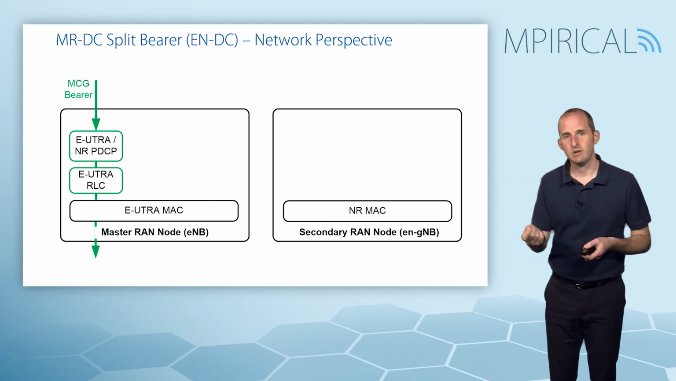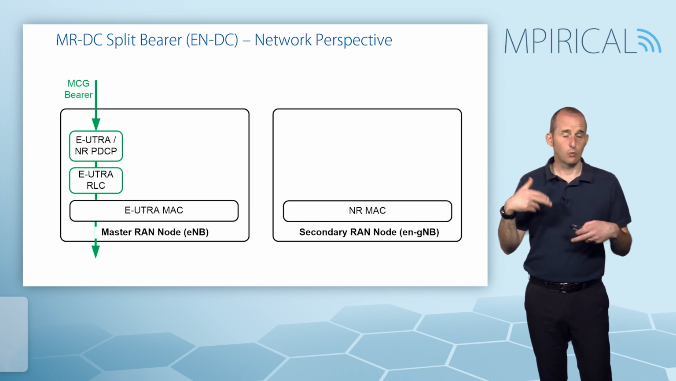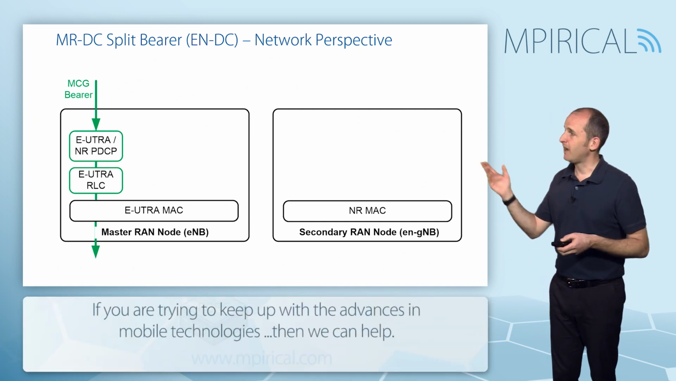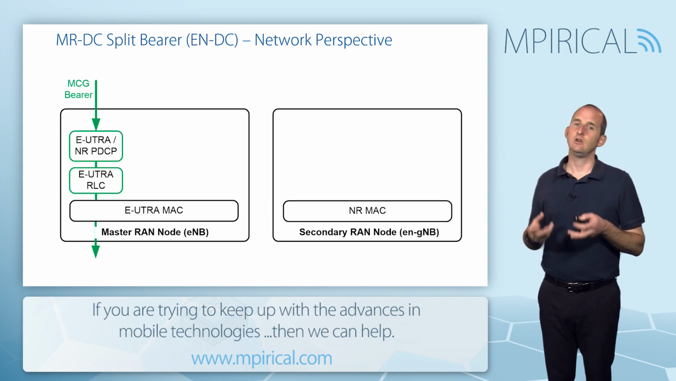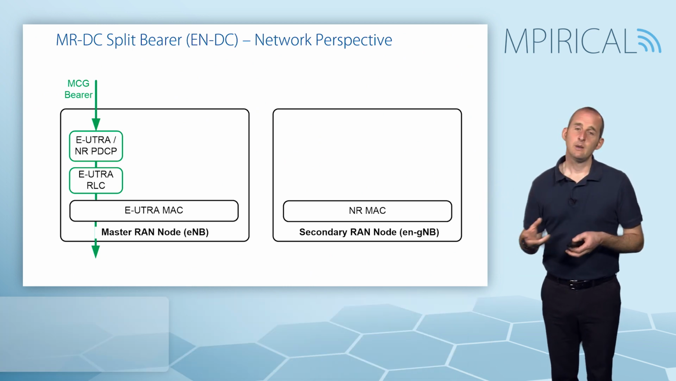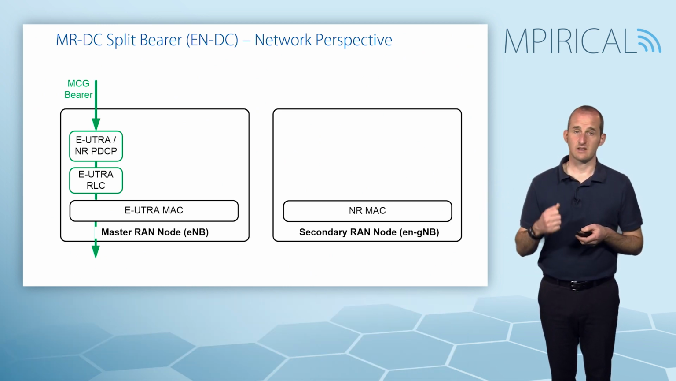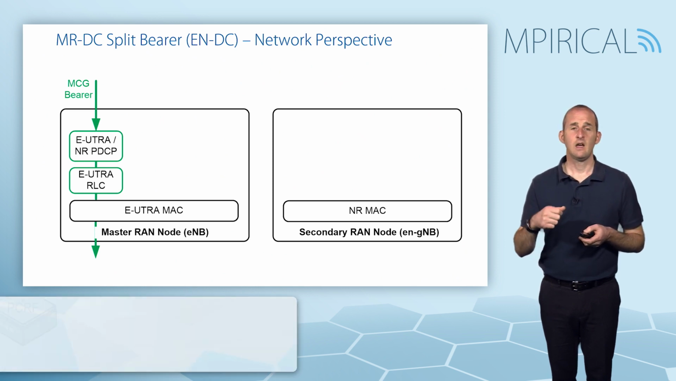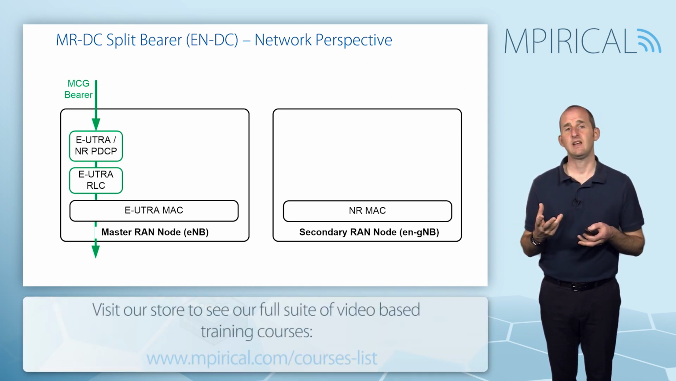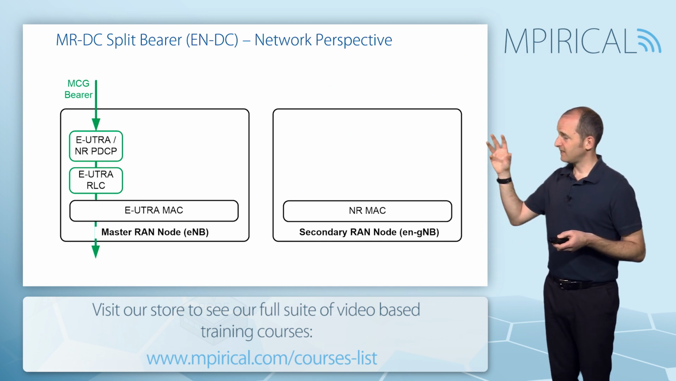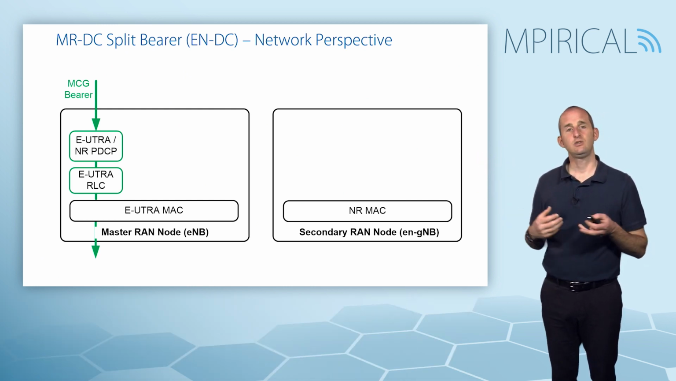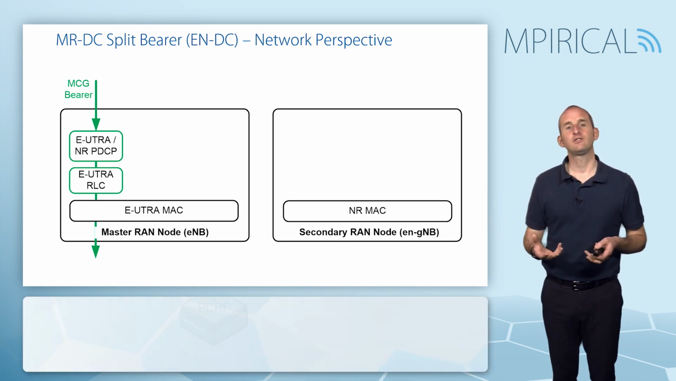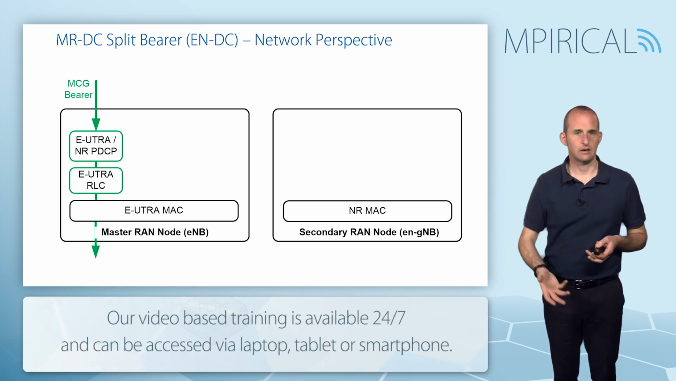Now I say initially because once we've attached to the network and once we've started ENDC, it might be that we're actually using new radio PDCP, but to begin with it has to be eUltra PDCP. Just to recap, PDCP is providing services like sequencing of our packet data, encryption, integrity checking of packet data, and things like robust header compression. So that's being activated in our master eNodeB. We send that traffic down to eUltra radio link control and off to the medium access control layer to be sent down to the device.